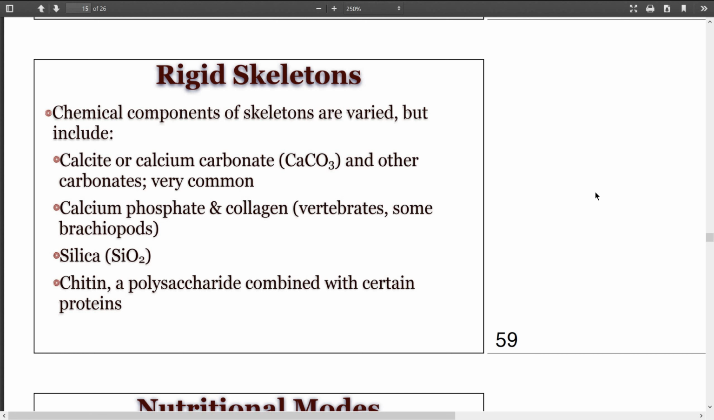Some things can have silica shells, not so common among animals. In fact, I'm trying to see if I can think of one off the top of my head. But it is found in some protists, like the radiolarians you saw already. And a few species can incorporate some silica into other skeletal elements.